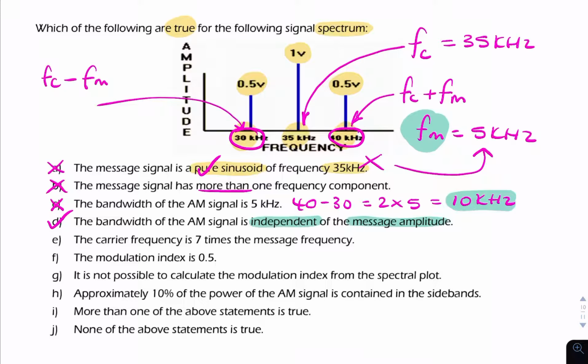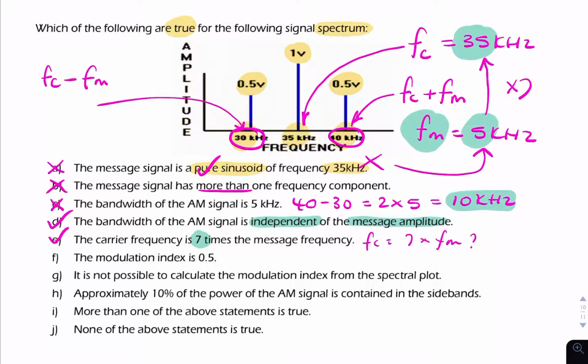E says the carrier frequency, FC, is 7 times the message frequency. So is FC 7 times FM? Well, FC is 35 and FM is 5, so the ratio is 1 to 7. So yes, that happens to be true. F, the modulation index is 0.5.